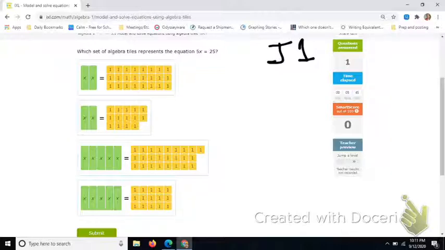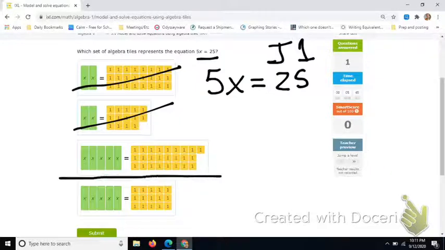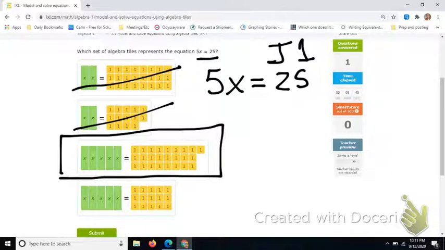So if I wanted to know which of these algebra tiles would correctly represent this equation, the equation says 5x is equal to 25. So we would be looking for 5 of these x rectangles. Well, this only has 2 x rectangles, so nope. That only has 2 x rectangles, so nope. And then we want 25 ones. This bottom one does not look like it has enough. So then this would be the correct representation.